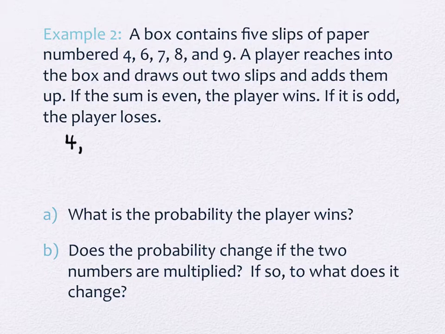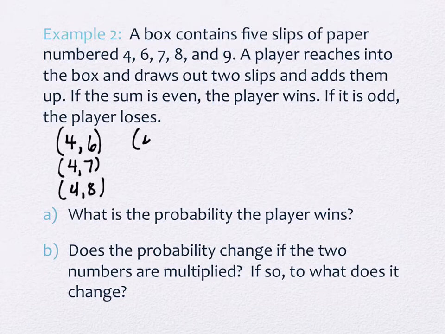and once I draw it, I don't put it back in. So I could draw a 4 and a 6. I'm just going to write them sort of as an ordered pair. I draw a 4, I draw a 6. I could draw a 4 and a 7. I could draw a 4 and an 8, or I could draw a 4 and a 9. Did I get them all? That's all the ways that I can have a 4 combined with one of the other values. So then I exclude 4 in my discussion.